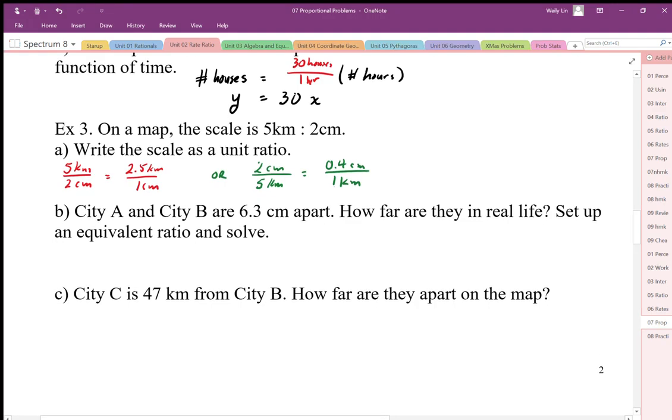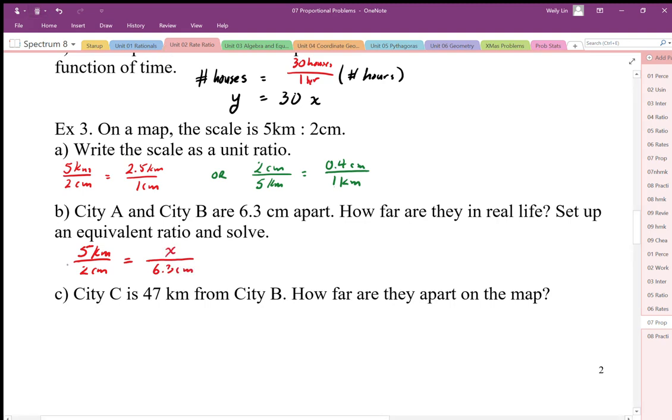So city A and city B are 6.3 centimeters apart. How far apart are they in real life? Okay, so we can set up an equivalent proportion to solve this. We could also use a times strategy, but this is asking us to show a proportion. So I'm going to use maybe the one we had here. Okay, 5 kilometers to 2 centimeters. And that's equivalent to, well, the 6.3 centimeters goes on the bottom. And we have to solve for that top.